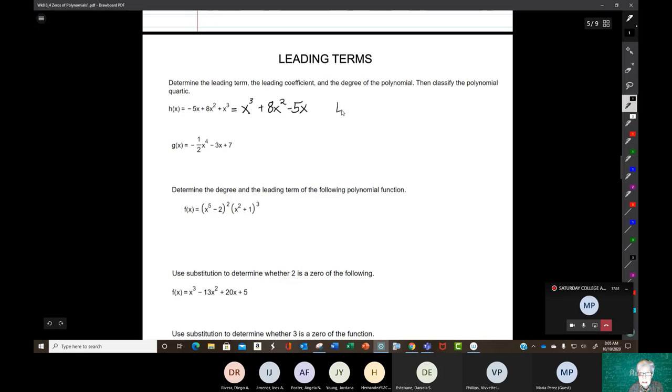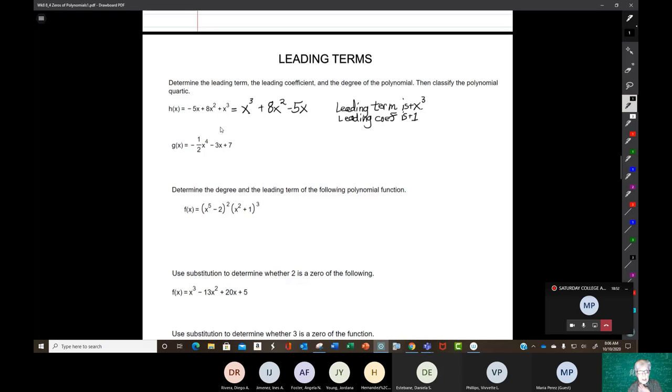The leading coefficient, well, the leading term is x to the third power. The leading coefficient: what is the leading coefficient? I don't see a number there. Maybe it hasn't got one. It does have one. It's positive one. So I am even going to put a plus in front to emphasize that.